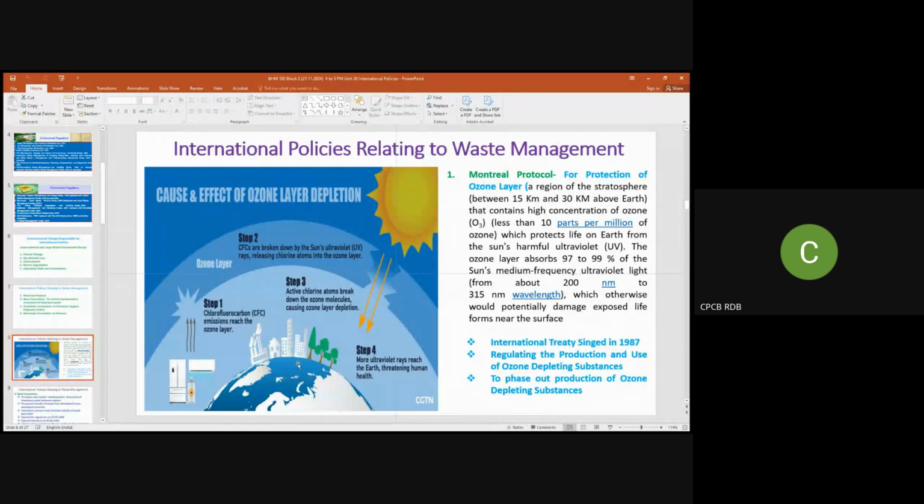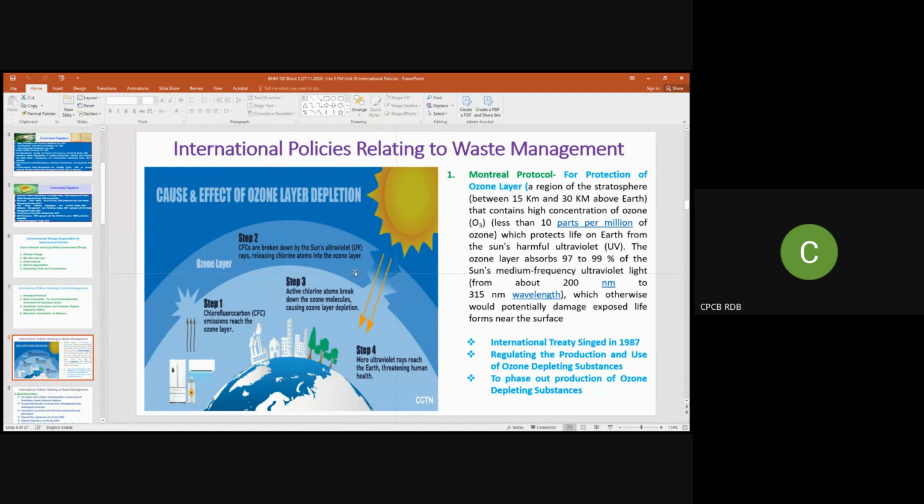Let's have a look at my slide. This is the earth where we live. Above 30 to 40 kilometers of the atmosphere, above the ground surface, you will find the ozone layer. The purpose of this ozone layer is that whatever ultraviolet rays are coming from the sun, it filters them, and only the rays which are not harmful to humankind or living organisms on the earth come onto the earth. Otherwise, it protects all life on earth from the sun's harmful ultraviolet rays.